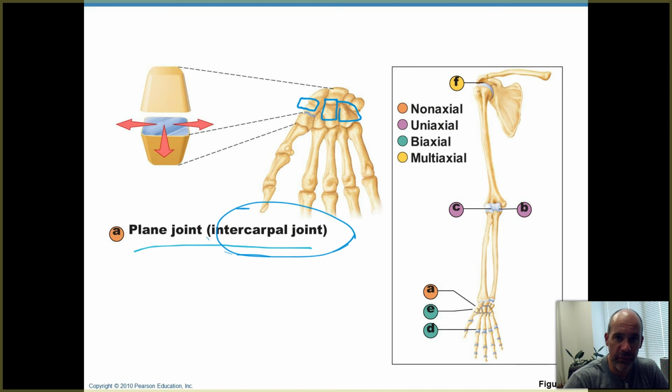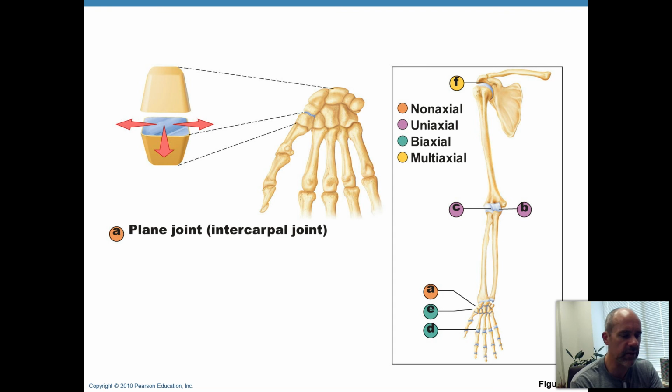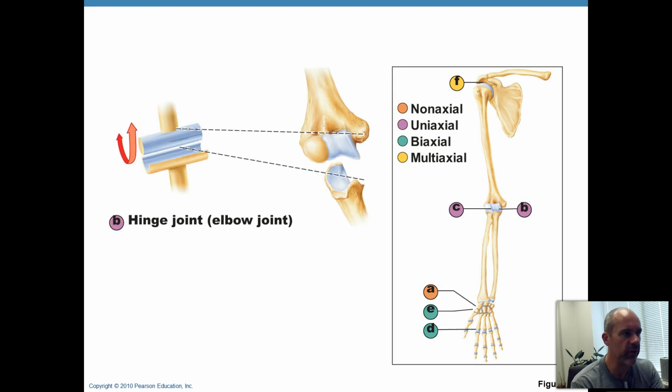Now these are synovial joints, so those flat surfaces there between those carpal bones are wrapped in a joint capsule, and you have synovial fluid there, and you have ligaments, and you have tendons there as well. So even those little bitty joints like that will have those features that we talked about with synovial joints.